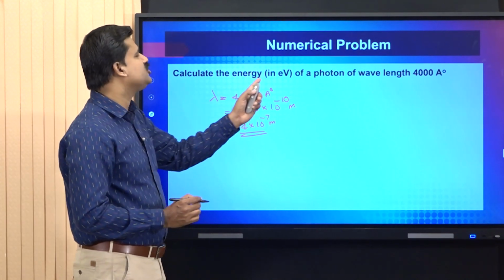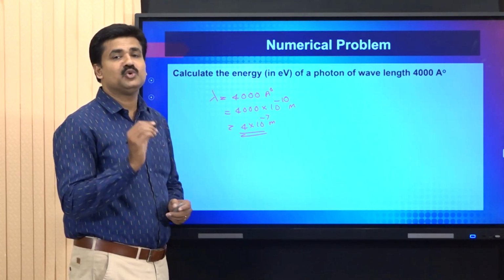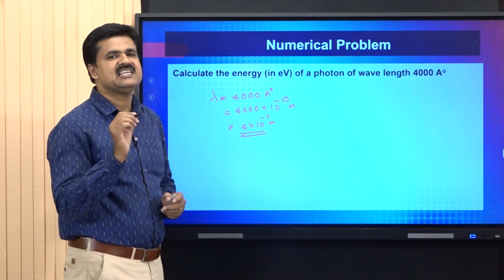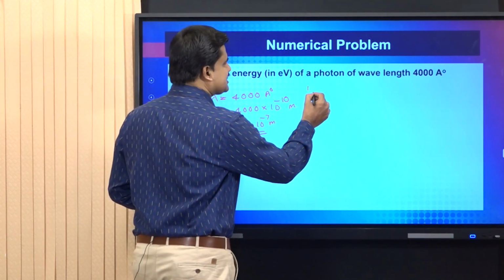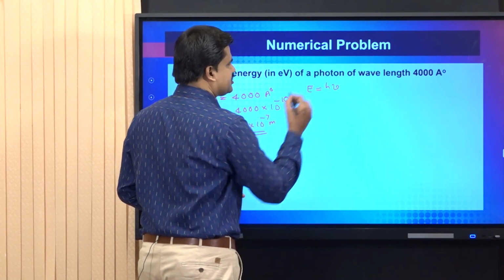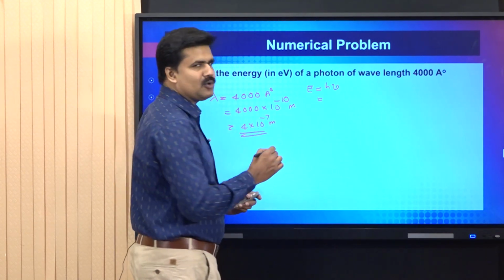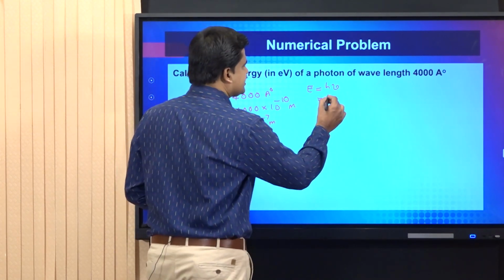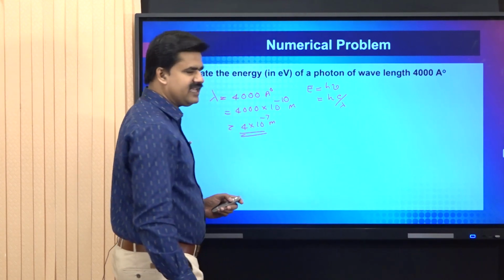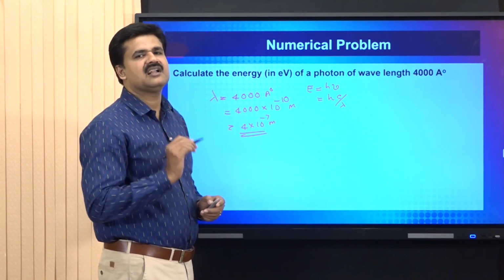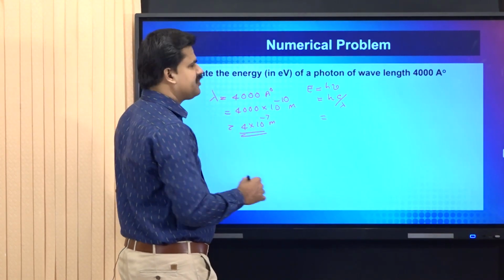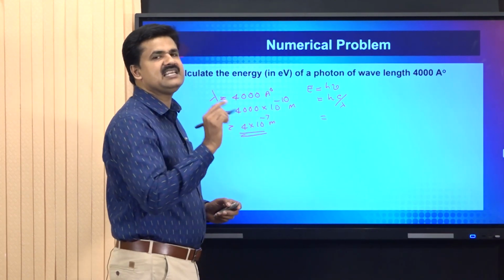Now, we have to calculate the energy in the unit of electron volt. First of all, we have to calculate the energy in joules. As per Max Planck's quantum theory, energy is equal to h nu. But nu is equal to c by lambda. That is, energy can be represented as hc by lambda, where c is a constant called the velocity of light. By substituting various values, we will get energy in joules.